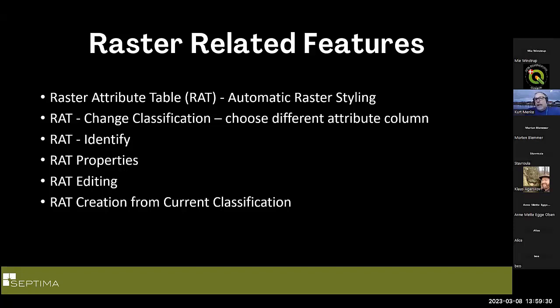So something that came, I think it was at 3.2.8, was the ability for QGIS to read raster attribute tables. And there had been a plugin developed, and then that was put into QGIS Core. So there's now several new features related to raster attribute tables that you can access in QGIS 3.3.0.